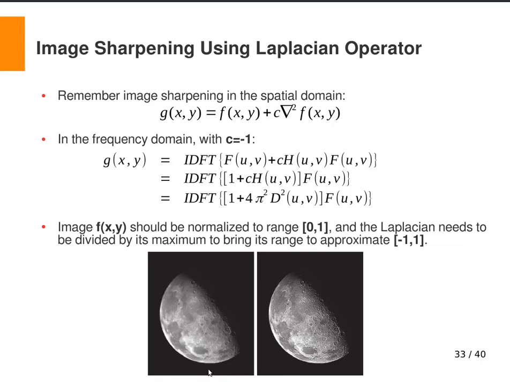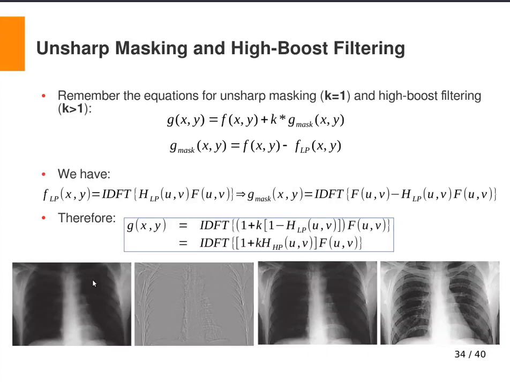Here you see one example of it in action. We have this blurred image of the moon, and here we have a sharpened image of the moon, by using the Laplacian operator in the frequency domain. So now let's see how unsharp masking and high boost filtering work in the frequency domain.